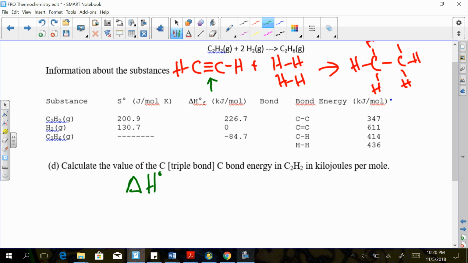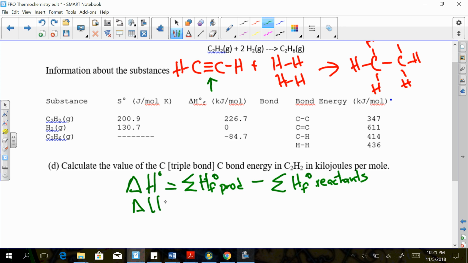And I'm going to get that by using the enthalpies of formation. Sum of the enthalpies of formation of the products minus the sum of the enthalpies of formation of the reactants. Okay, and so to find this one, I am going to look at the products. I have my balanced chemical equation. The balancing wasn't too hard.